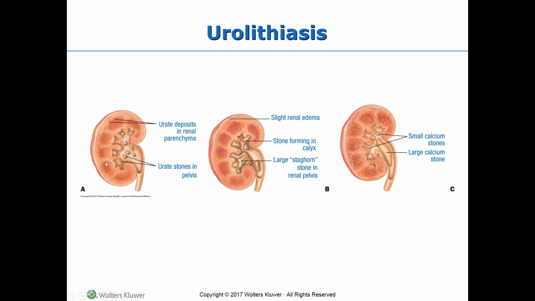So here is showing you some of these types of kidney stones that you can have. So you can have urate calcium salts deposited within the renal parenchyma, which is going to lead to necrosis of the renal cortex. Also, you can have deposits of urate salts within the pelvis, which is going to lead to stones within the pelvis, and they can accumulate if it happens within many renal calyces, which can lead to a large staghorn stone.